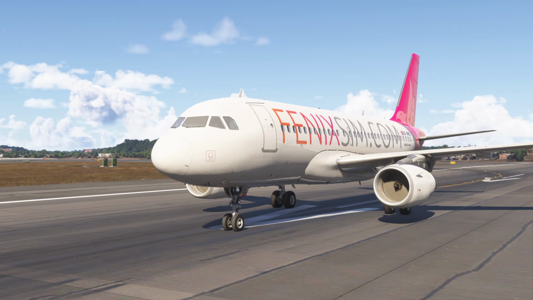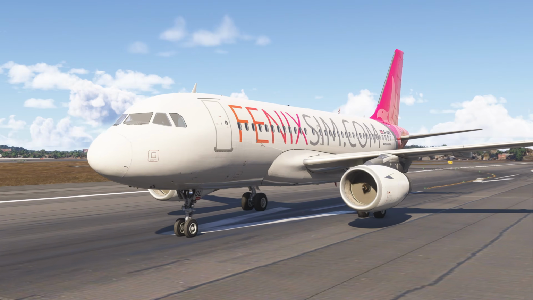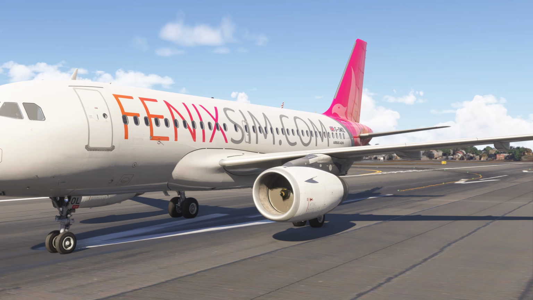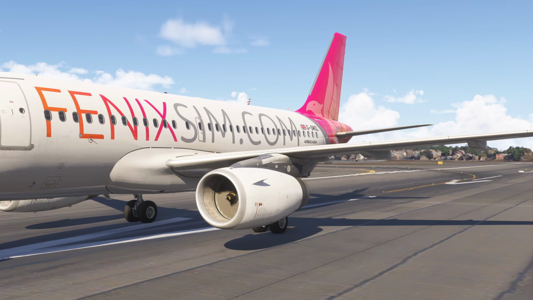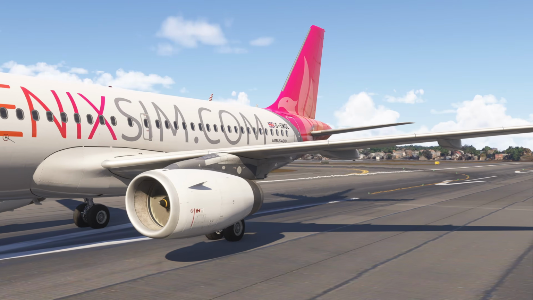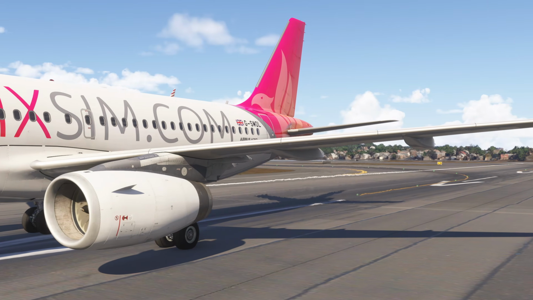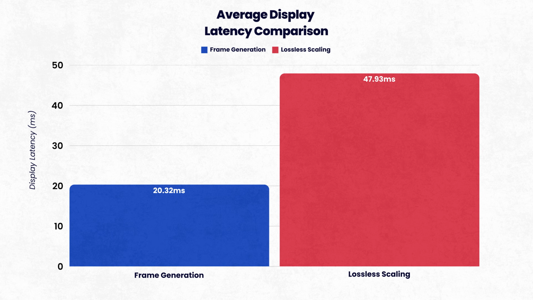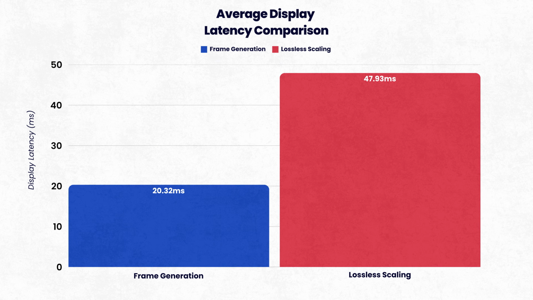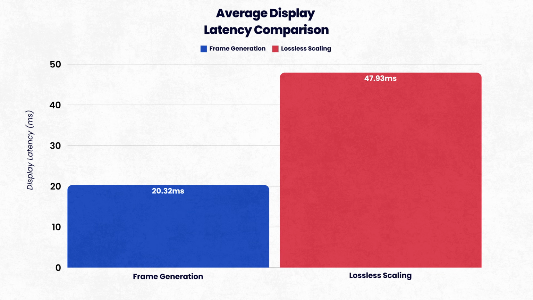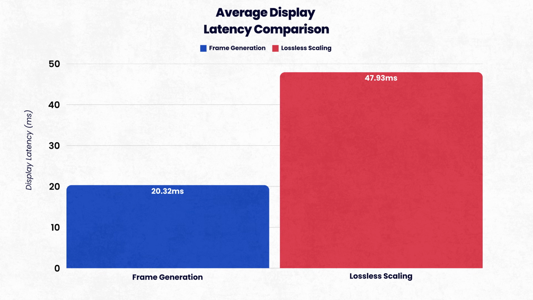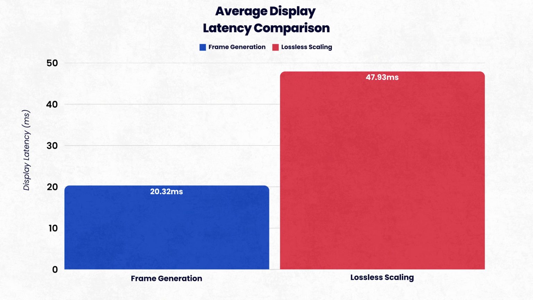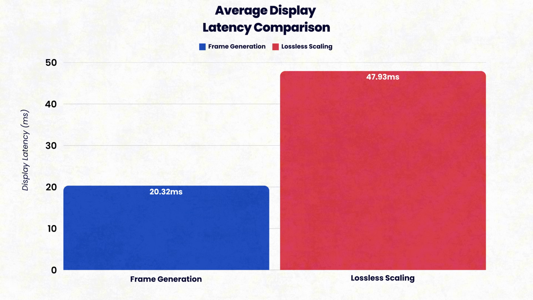There simply wasn't a continuous creep up of VRAM usage like the one we observed with Frame Generation. However, while these memory and utilization patterns paint a compelling picture for Lossless, we do have to address the elephant in the room, which is input latency. Our testing revealed some differences here, with display latency averaging 47.93 milliseconds when used in Lossless compared to Frame Generation's 20.32 milliseconds. But when we look deeper into the numbers, Frame Generation showed extreme variations in its latency.